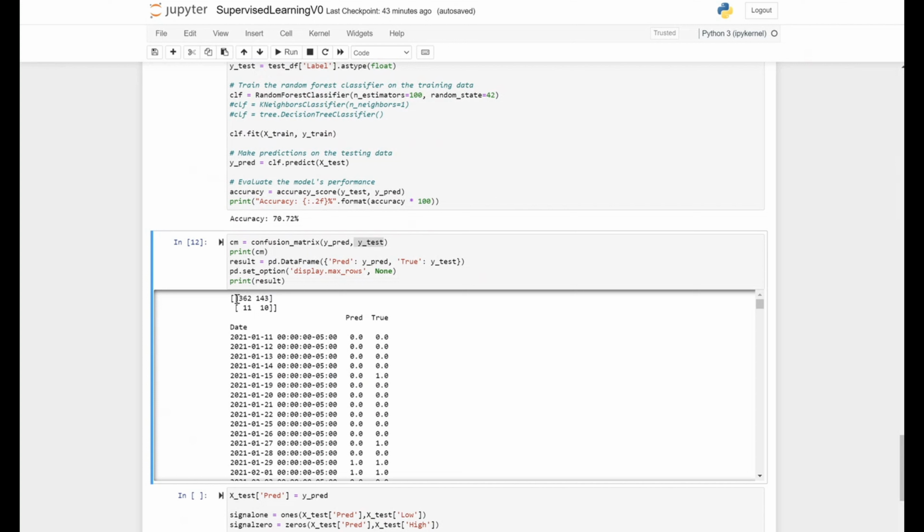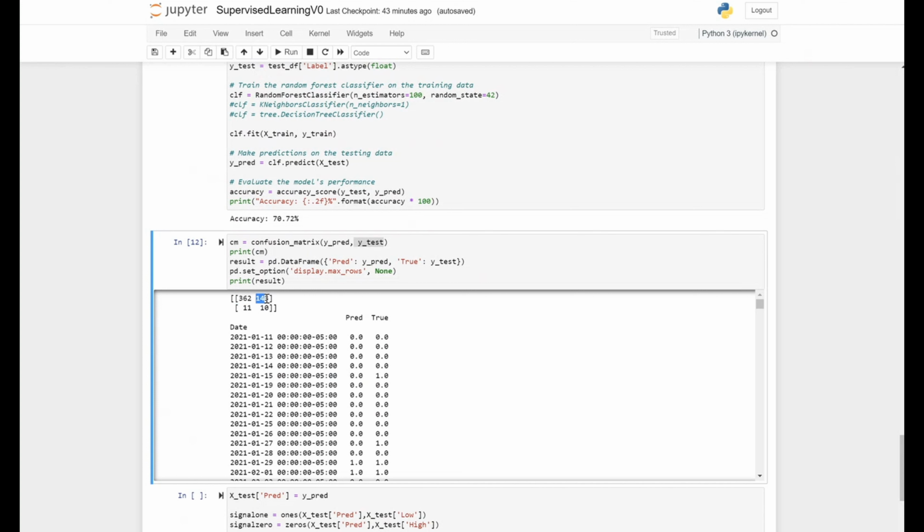Okay, so the first value, what I highlighted here, represents the number of testing records that the model predicted as 0, and they are also real 0s. So this value represents the number of testing records that the model correctly predicted as 0. The model predicted 0 and they are real 0.